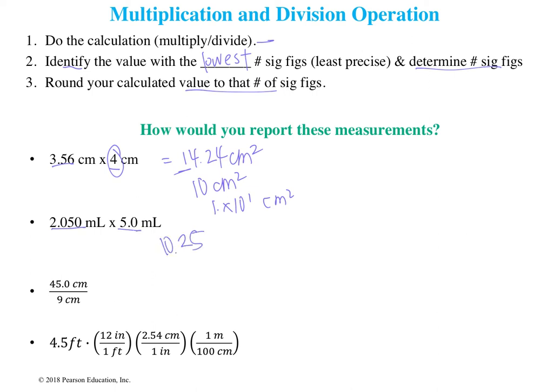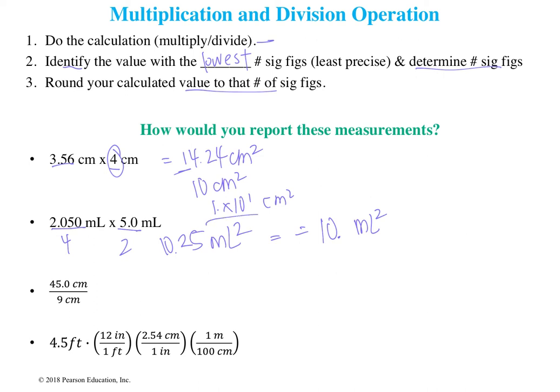Okay, so now I have 2.050 times 5.0, we get 10.25 milliliters squared. And now in this case we have 4 sig figs here, 2 here, so I'm just going to report that as 10 with a decimal, or 1 times 10 to the 1. Oh, this should actually, no, that's right. Okay, and then we'll do milliliters squared, or a similar measurement there.